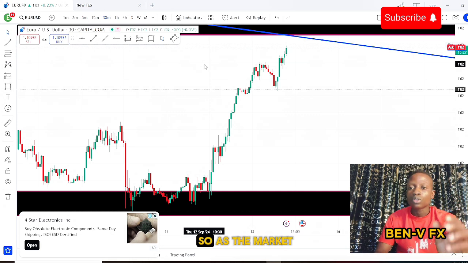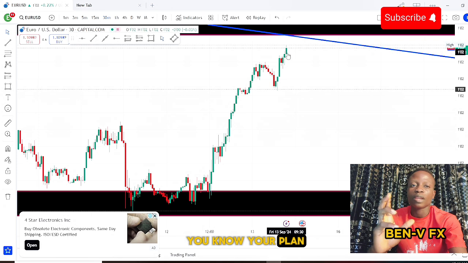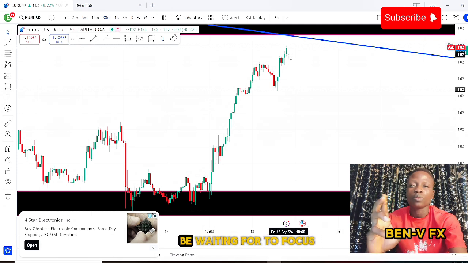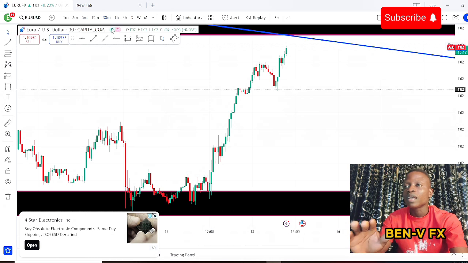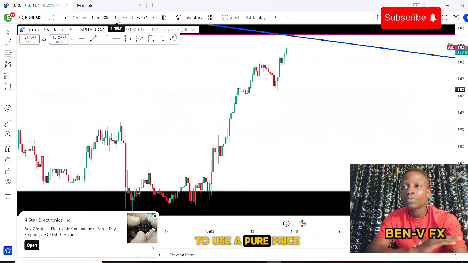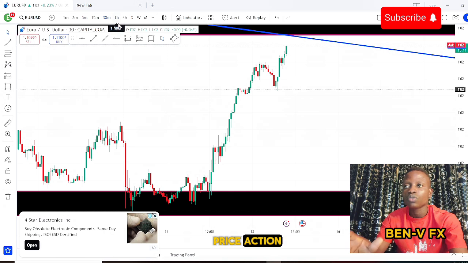As the market is approaching the resistance level, you know your plan, you know your strategy, you know what you'll be waiting for to form before you enter the trade. So that is just all. This is just how to use pure price action. You wait for the market to do what you want, then you take action.